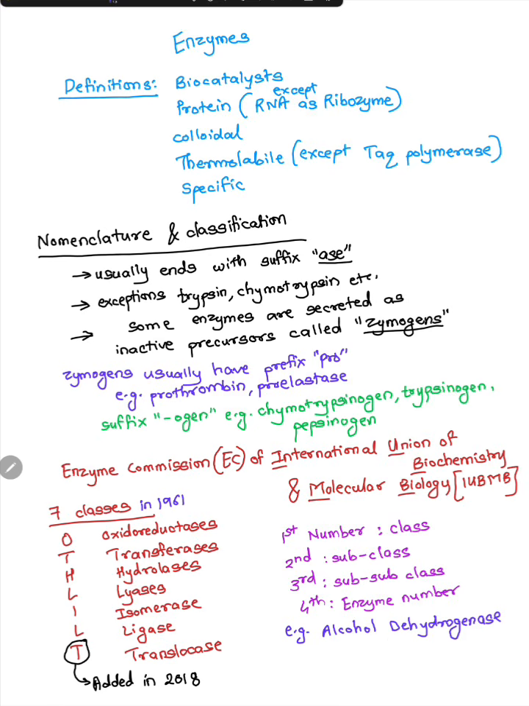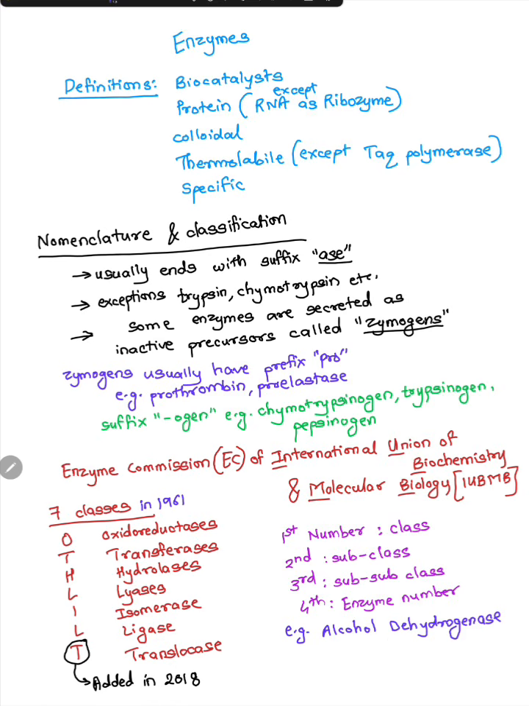So, to make the nomenclature uniform and more organized, the International Union of Biochemistry, IUB, or you can also call it the International Union of Biochemistry and Molecular Biology, IUBMB, set up an enzyme commission, which in 1961 came up with 6 classes of enzymes. In 2018, that enzyme commission added a seventh class, translocase. So currently we have 7 classes of enzymes. Rather, the reactions catalyzed by enzymes can be divided broadly into 7 categories, and the enzymes hence can be broadly put into 7 classes called oxidoreductases, transferases, hydrolases, lyases, isomerases, ligases, and translocases.